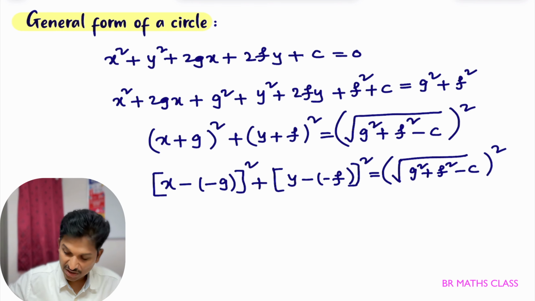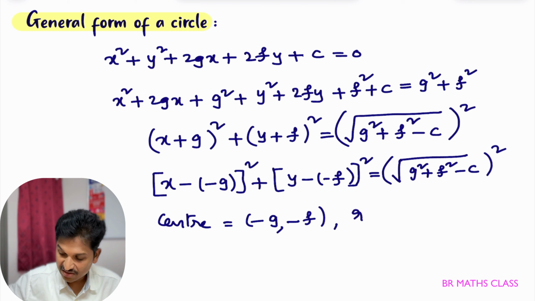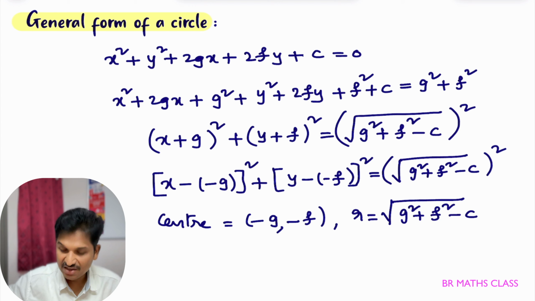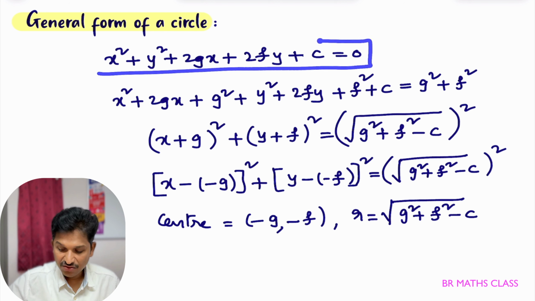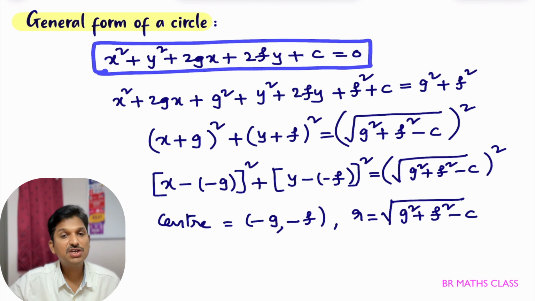So what can I write now? Center is minus g comma minus f. What about radius? Radius r is root over g square plus f square minus c. So whenever we see the general form of a circle equation, from that circle equation we can find center and radius. For that, what are the formulas?